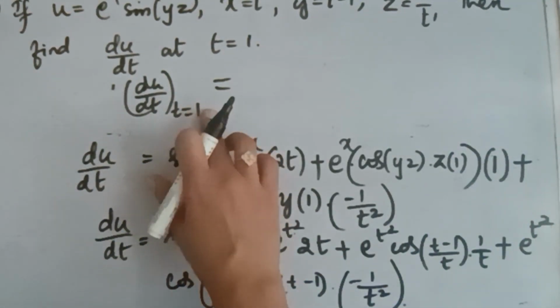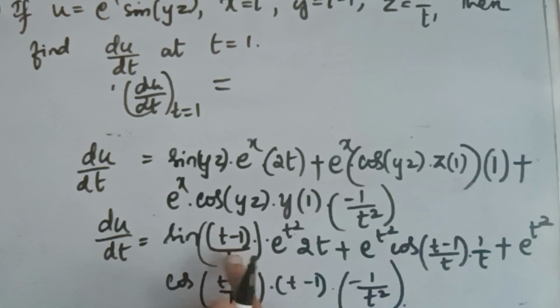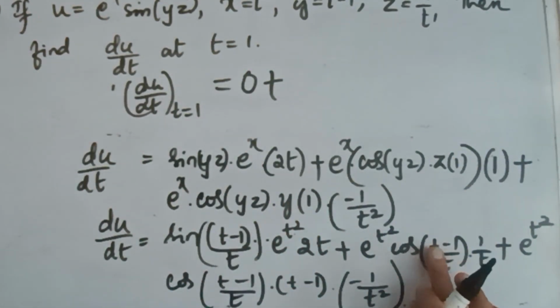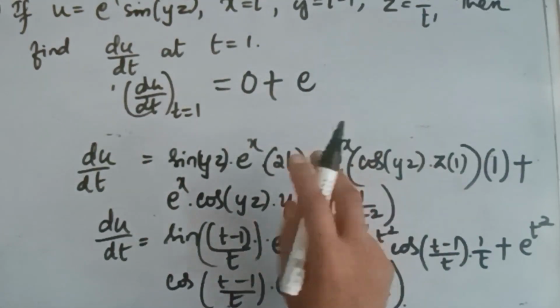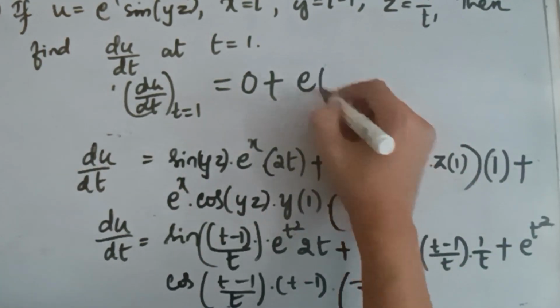T = 1, so substitute here. T = 1 means 1 minus 1, 0. Sine of 0 is 0. 0 into any value is 0 here. Plus, so in this case 1 minus 1 is 0, but cos of 0 is 1. So 1 into e to the power 1 squared. So e to the power 1 squared is e. So 1 by 1 is 1. So e into 1 it is.